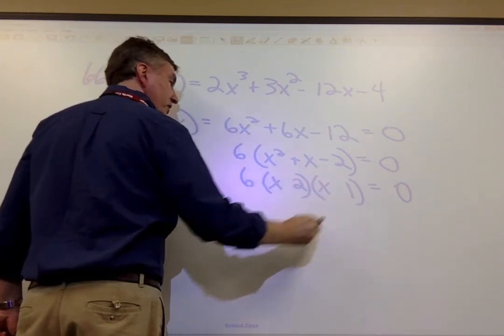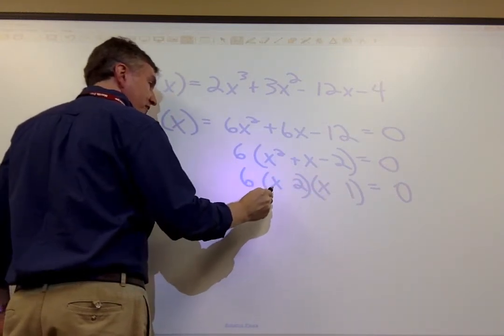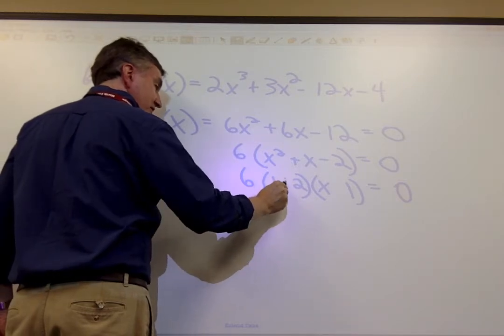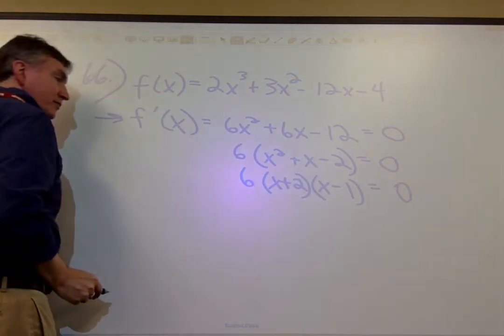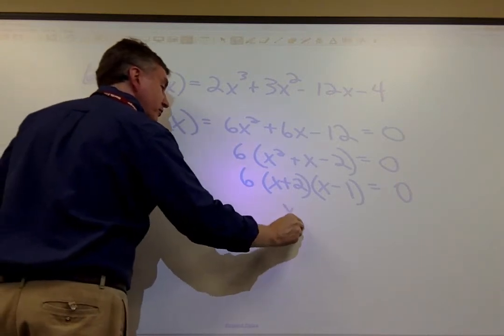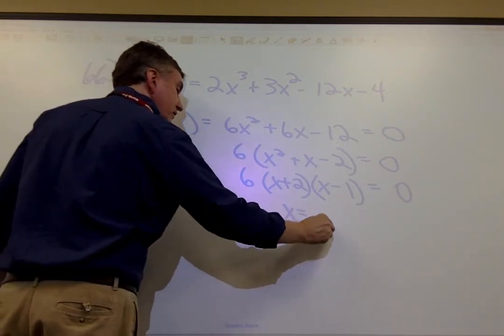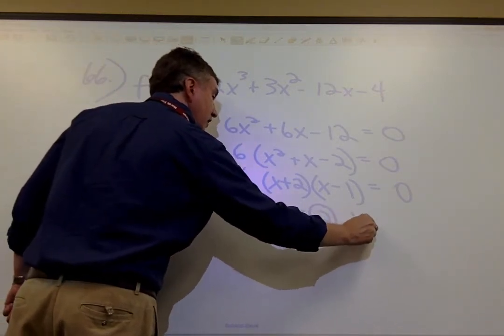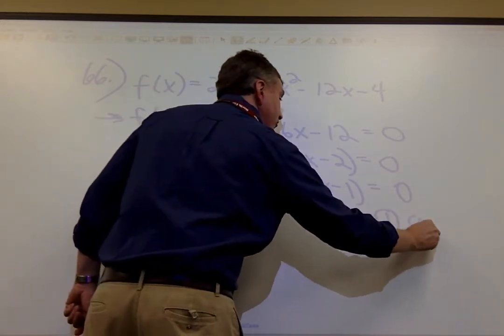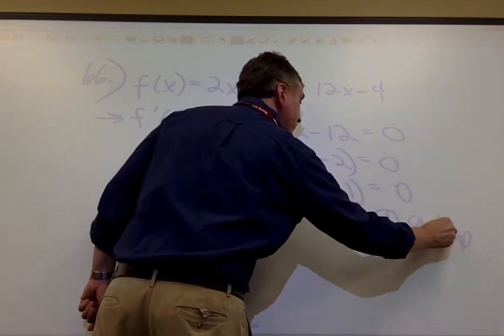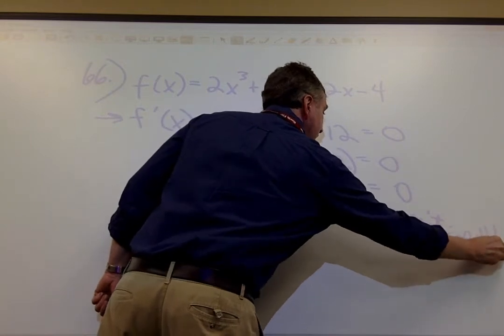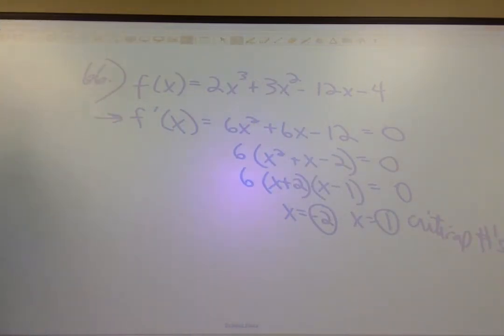I agree with 2 and 1. Which one will be positive? Yes. So what are my 2 critical numbers? Negative 2 and 1 are my critical numbers, the zeros of the first derivative.